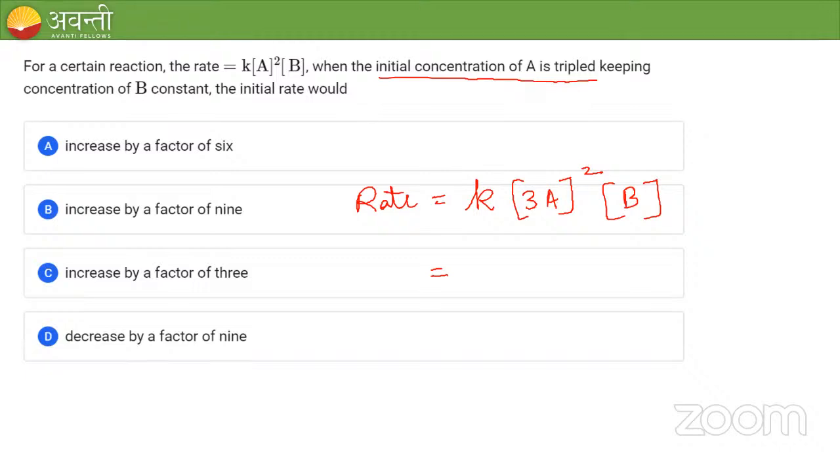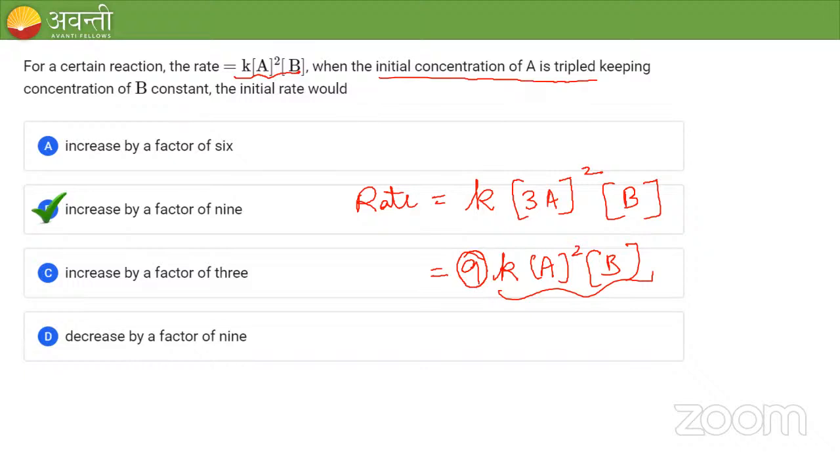So here 3 square, 3 into 3 is 9. 9K, not 3 here. I have taken that 3 outside, no? 3 square is 9. So it will be just A power 2 and B power 1. So this is nothing but the initial rate. So the initial rate would increase by a factor of 9. Very easy, na? So the initial rate is getting increased by a factor of 9.